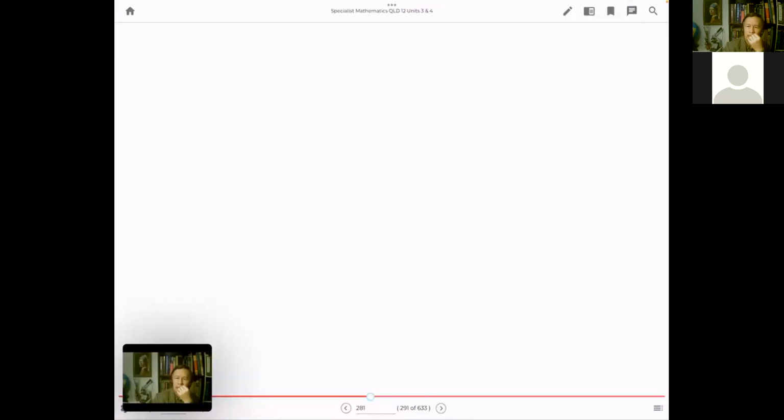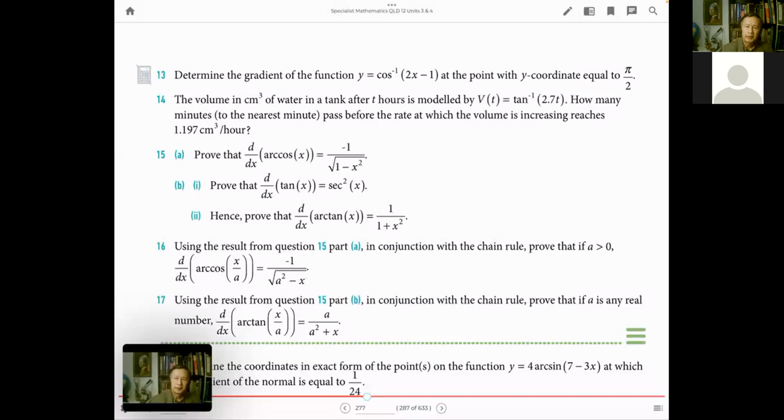Could you read the question? Well, it's not stable. This app is kind of a bad app. Okay, you read the question. The volume in centimeters cubed of water in a tank after t hours is modeled by V(t) equals inverse tan 2.7t. How many minutes, to the nearest minute, pass before the rate at which the volume is increasing reaches 1.197 centimeters an hour?